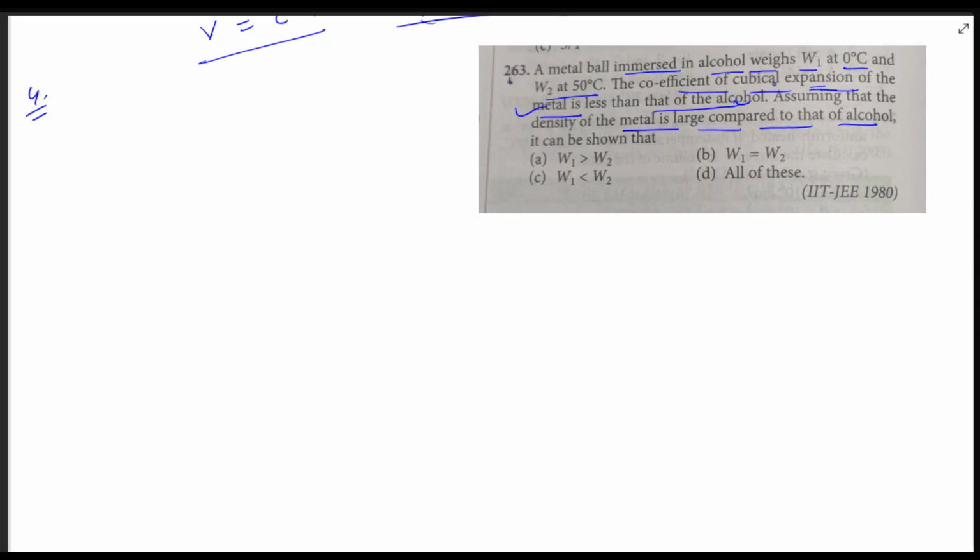So what is given is cubical expansion. We write gamma of metal is less than gamma of alcohol, and also density of metal is larger than density of alcohol. Your metal body is immersed in alcohol and weighs W1.